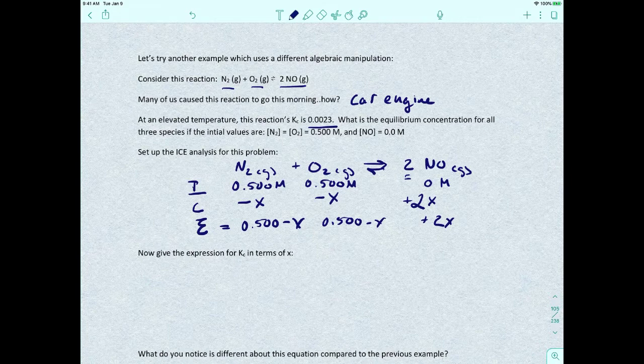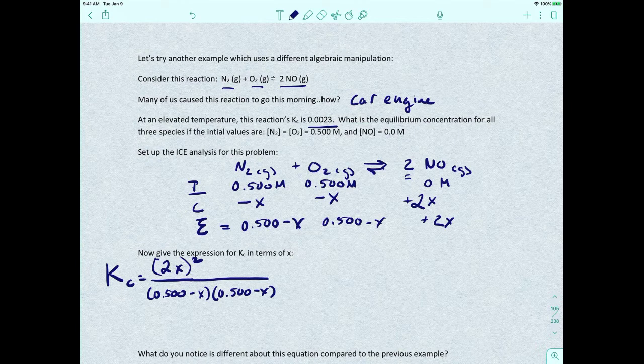So that means if I was to write an equilibrium expression, Kc would be equal to 2x for the concentration of NO, which is going to be squared, divided by 0.500 minus x for the concentration of N2, times the quantity 0.500 minus x for the concentration of O2. And this is going to be equal to 0.0023.